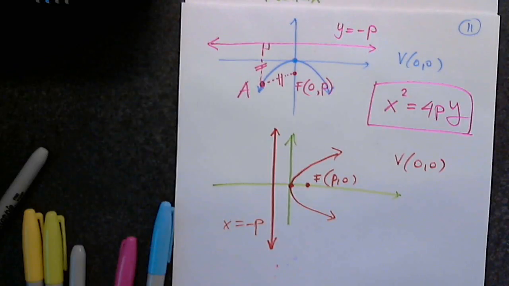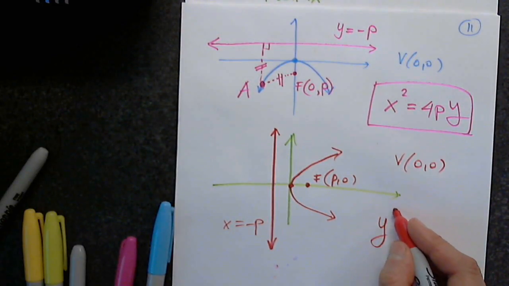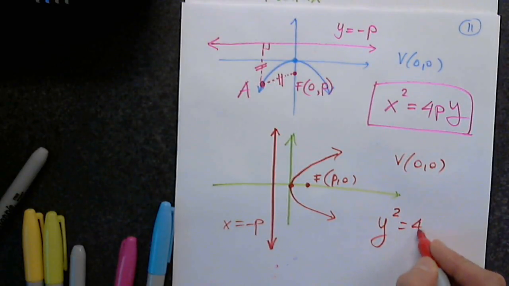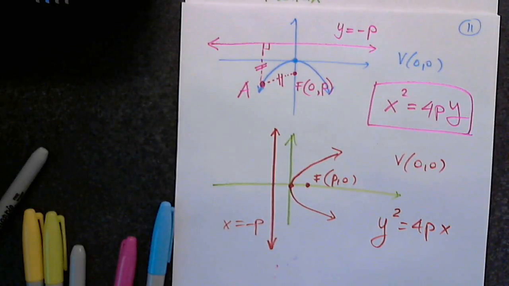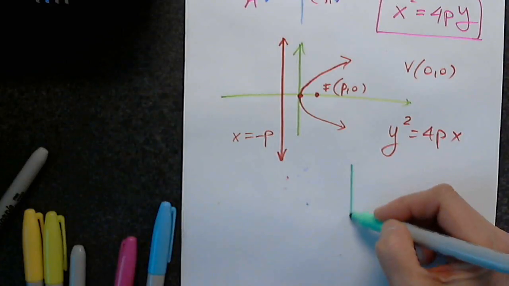Awesome. And now, what do you think the equation will look like? Not with x squared, but they will be reversed. Yes. y squared equals 4px. Very good. Indeed. And there is one more, of course. Same idea, opening to the other side.